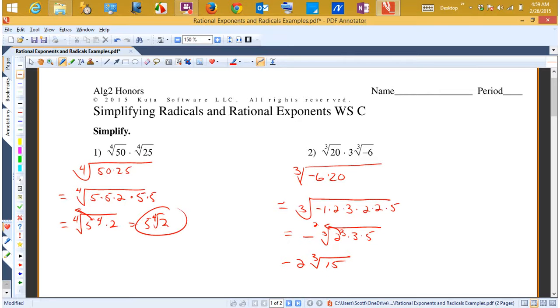Oh, and sorry, I left the 3 off at the front. That should be a 3 when I multiplied it. There would be a 3 here. So actually, when the 2 comes out, it's going to multiply by that 3, giving me a negative 6.